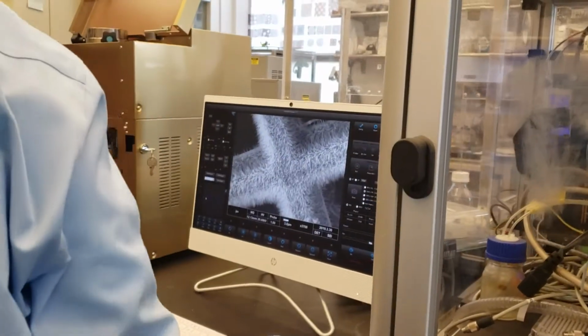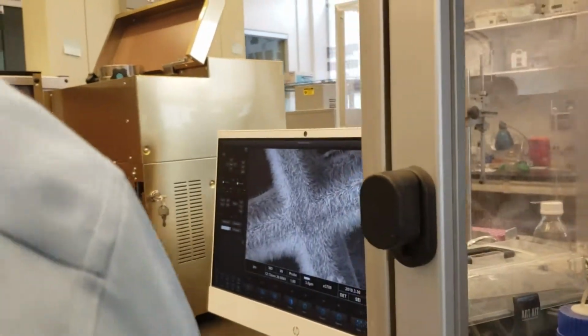So when it vents, it takes a couple of minutes before this little blue light, see where it says vac, see where it says vent?